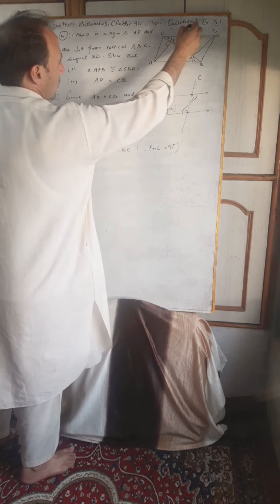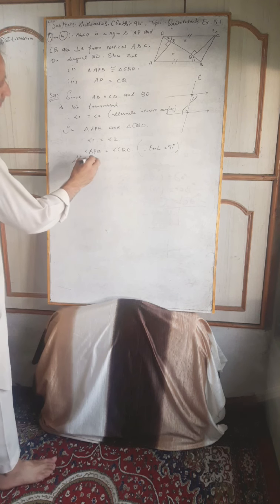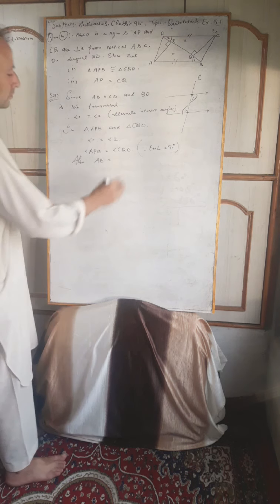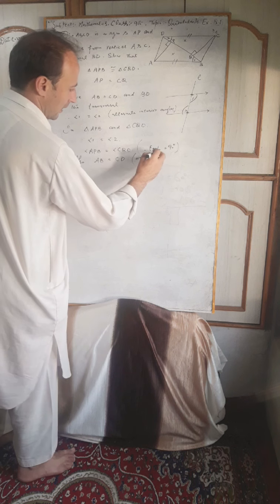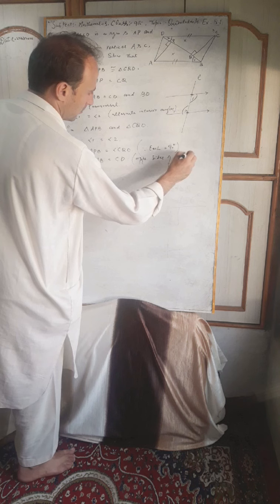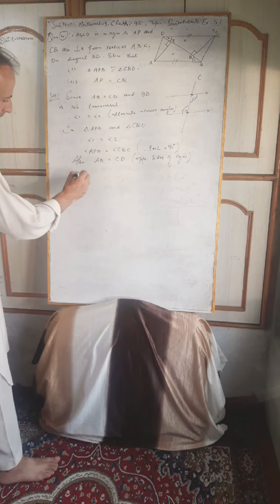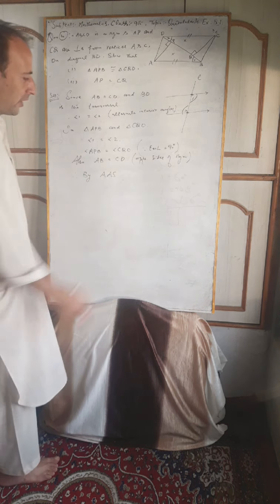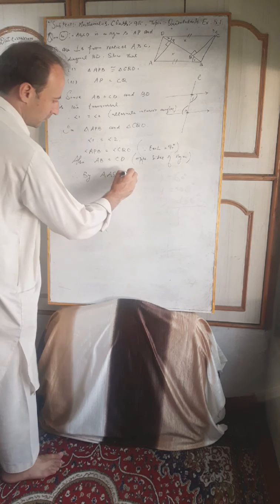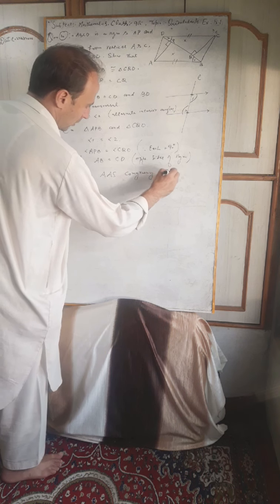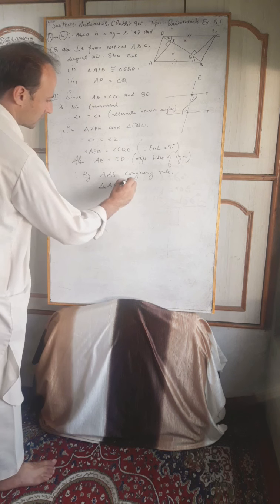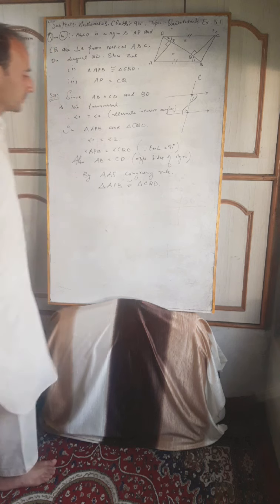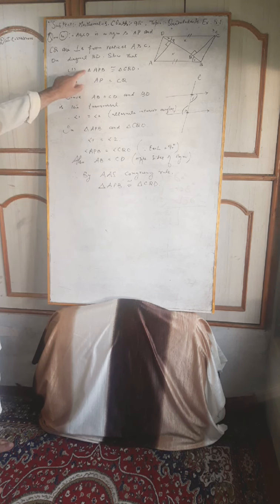Again, side AB is equal to side CD. Why? Because the opposite sides of parallelogram ABCD are parallel and equal. Therefore, by the angle-angle-side criterion of congruency, triangle APB is congruent to triangle CQD. Thus, the first part has been proved: triangle APB is congruent to triangle CQD.